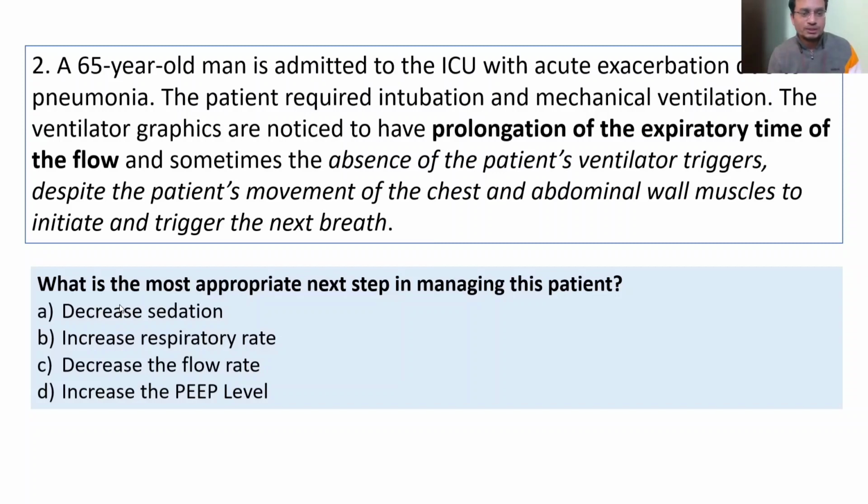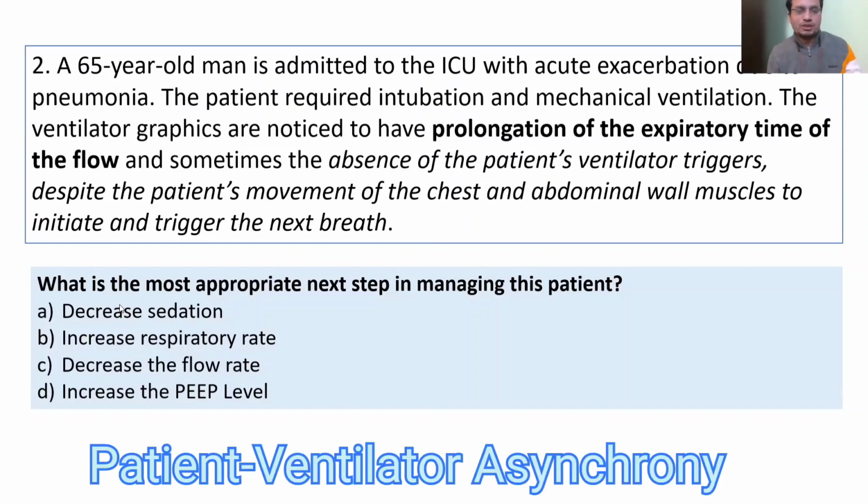What is the most appropriate next step in managing this patient? Decrease the sedation, increase the respiratory rate, decrease the flow rate, or increase the PEEP level? So this is a very interesting question, because it asks about patient-ventilator asynchrony, and you have to identify first what type of patient-ventilator asynchrony this patient has. Then you decide the probable, best, appropriate management.